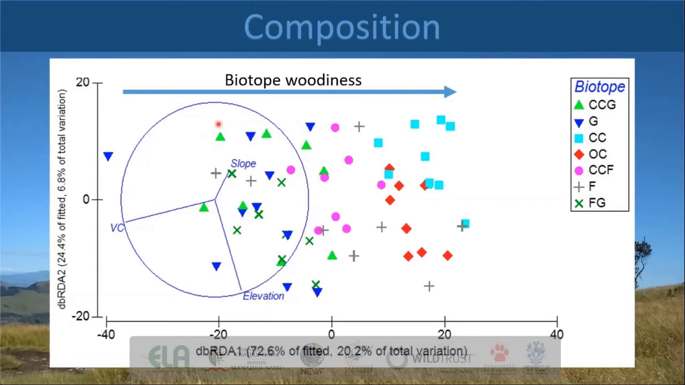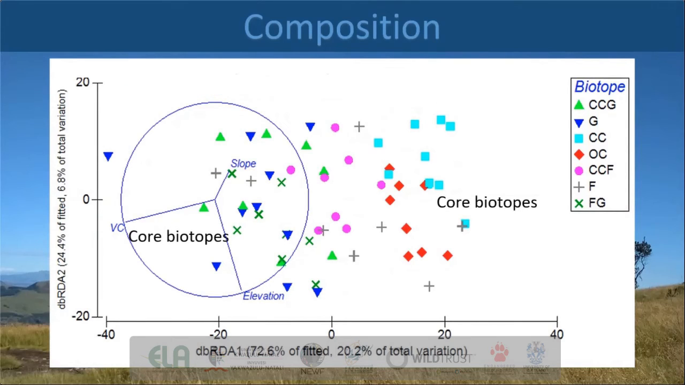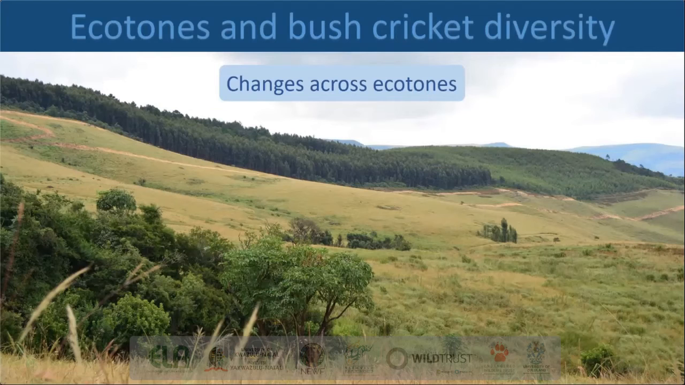The grassland bush cricket assemblages is very similar to those of both the grassland plantation and grassland forest ecotone assemblages, whereas our closed canopy plantations, those with the blue squares, are very similar to those of the forest plantation ecotones. And the composition of our closed canopy and open canopy plantations are not significantly different from each other. And so this shows us that our core biotopes here on the edges are significantly different to each other with species assembly. So what does this mean for ecotones and bush cricket diversity within this landscape?